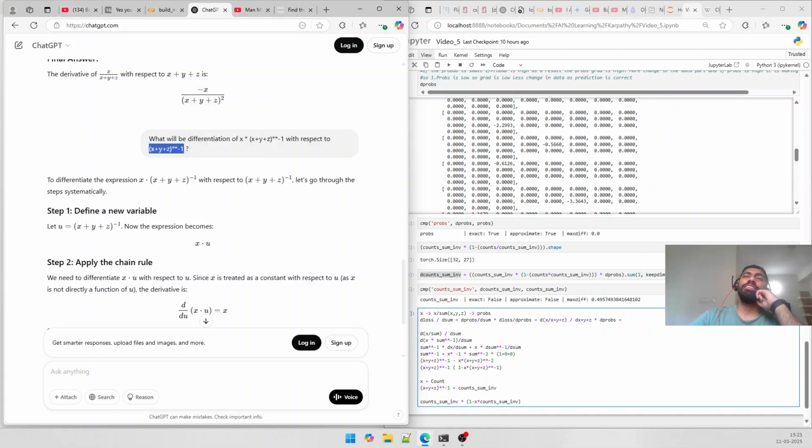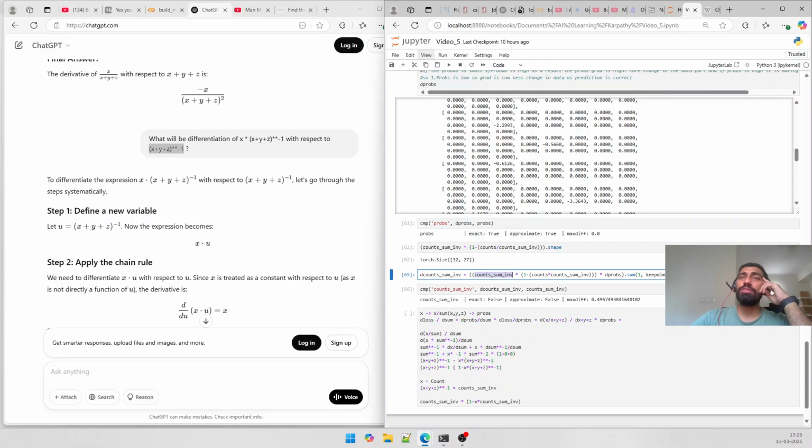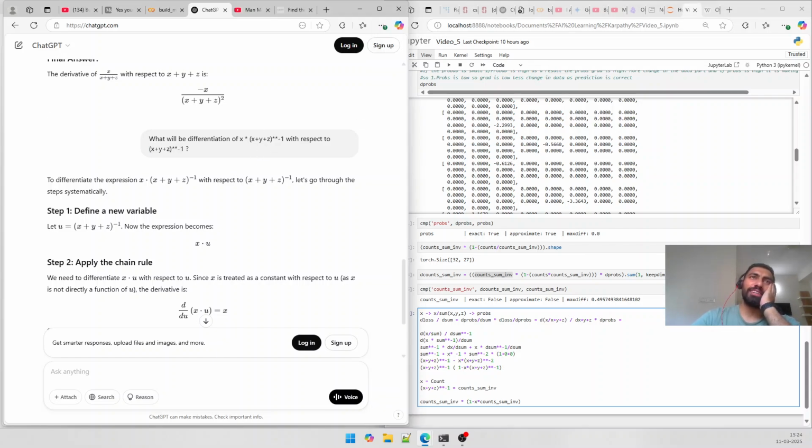It means with respect to count sum inverse, not count sum. So this is not d sum, this should be d sum minus 1. That was the intention. So you can see x into this is the count sum inverse that has to be differentiated with respect to count sum inverse.